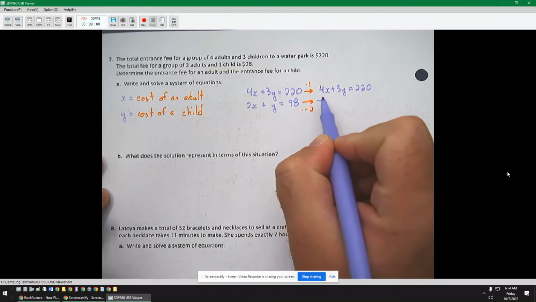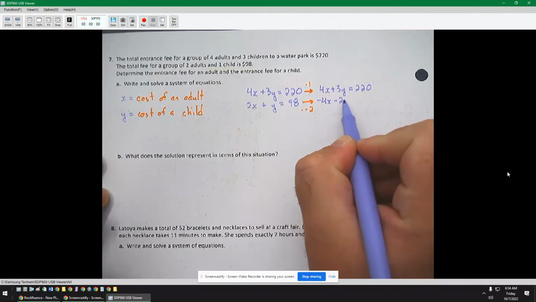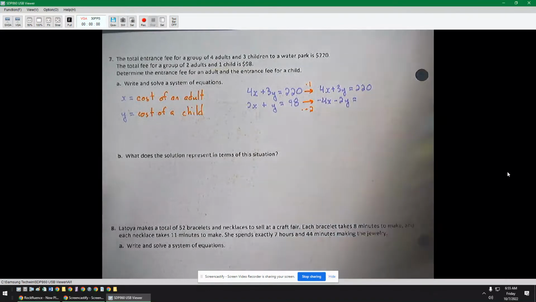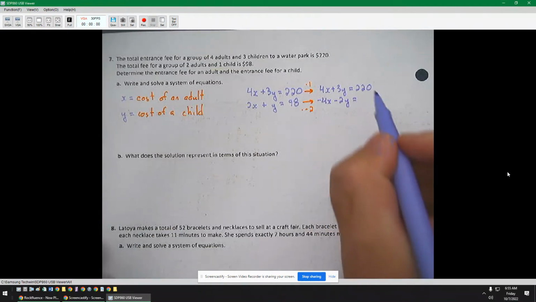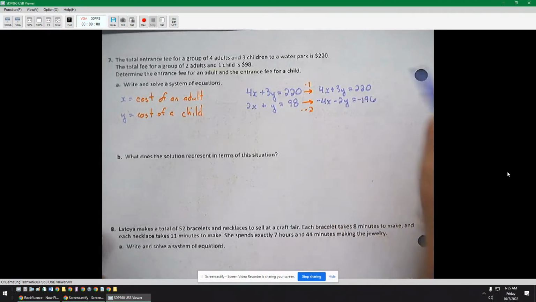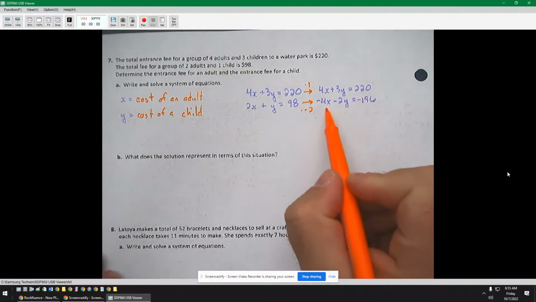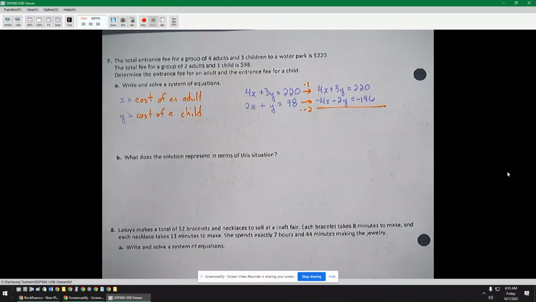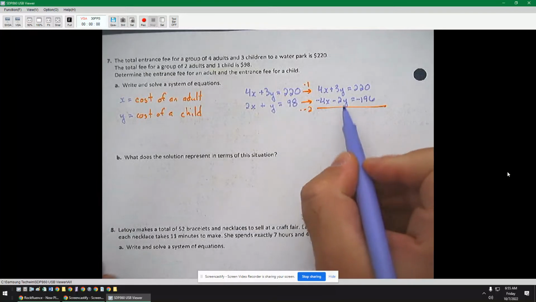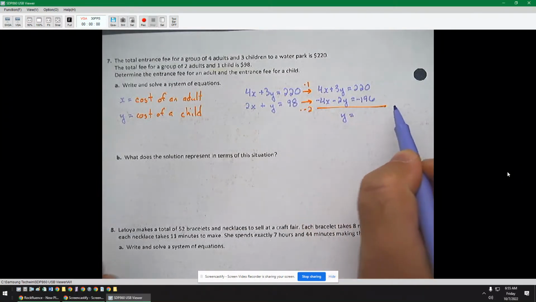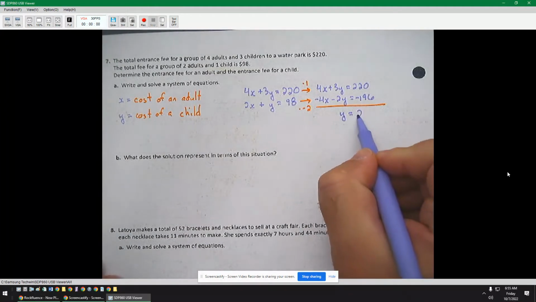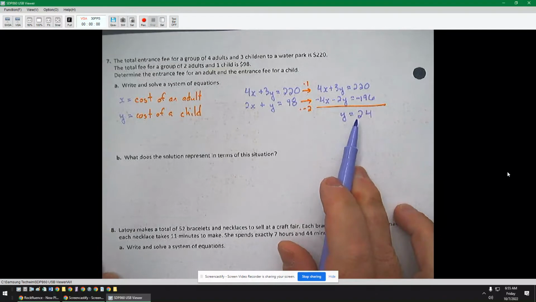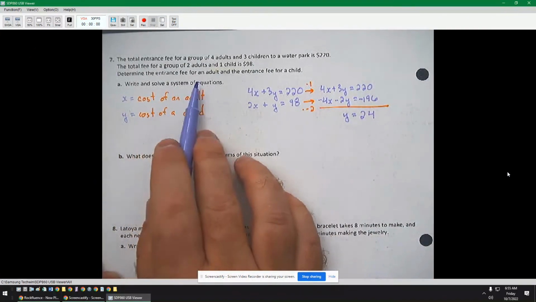Times by -2, that would be -4x, minus 2y equals, that's I think -196, but I'm going to double check. -2 times 98, yep, -196. So now my x's are set up to cancel, which means I can now combine these. I can eliminate. 3y take away 2y is y. 220 take away 196 is 24. Okay, so now we figured out what y was. It said write and solve the system of equations.